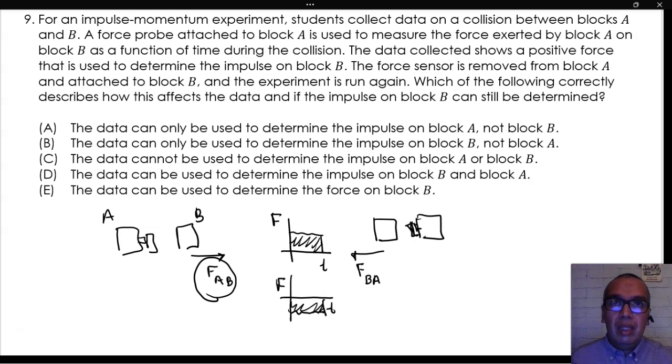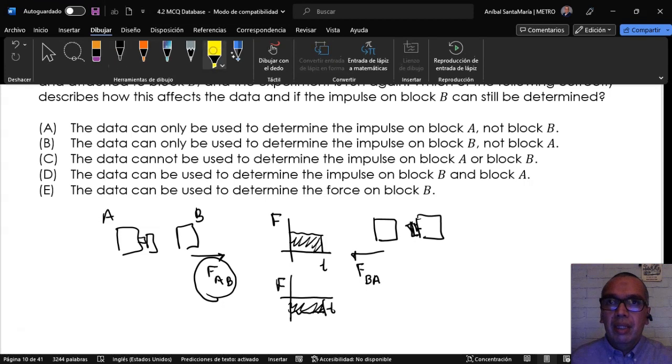Therefore, each of the data sets can be used to determine the impulse on either of the blocks, A or B. The option that best corresponds to this conclusion is D.